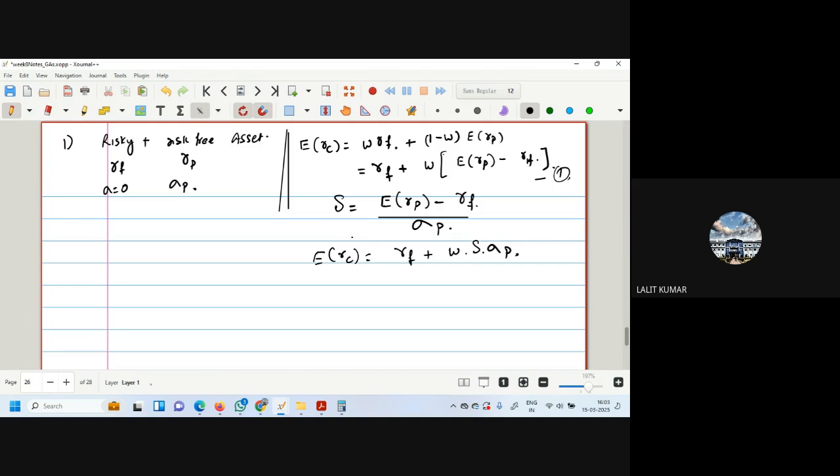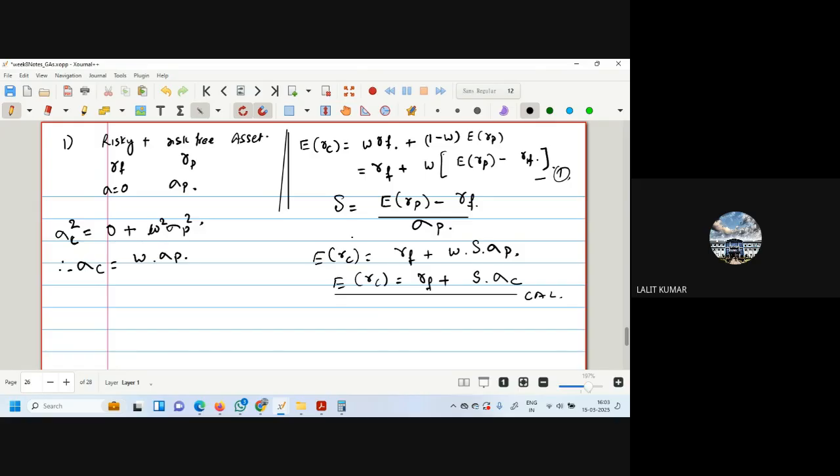Now, if you calculate sigma here, it will become sigma of the entire portfolio, which I'm denoting by C. This will become 0 square plus W square sigma P square. Therefore, your sigma C is nothing but W into sigma P. This you replace it here. So ERC becomes RF plus S into sigma C. So this is known as your CAL equation.